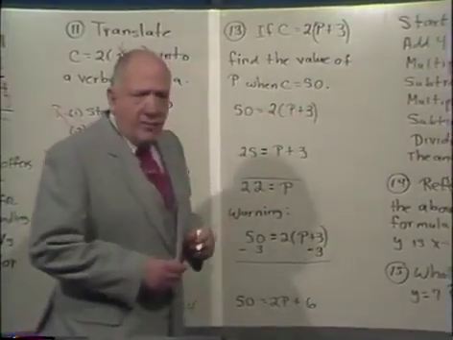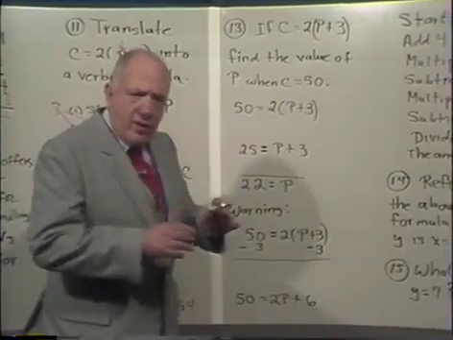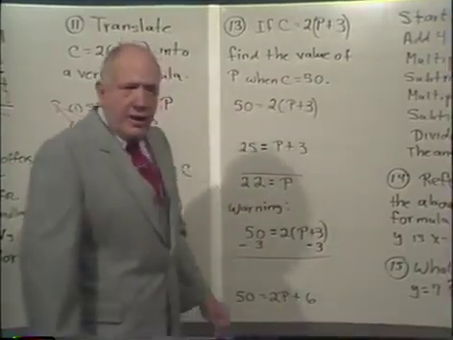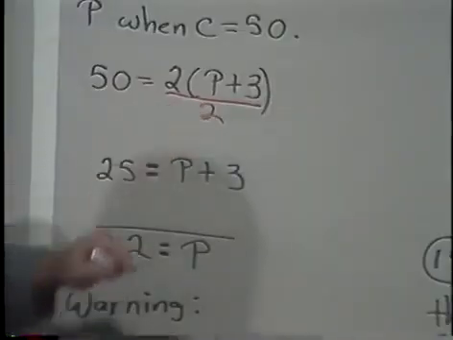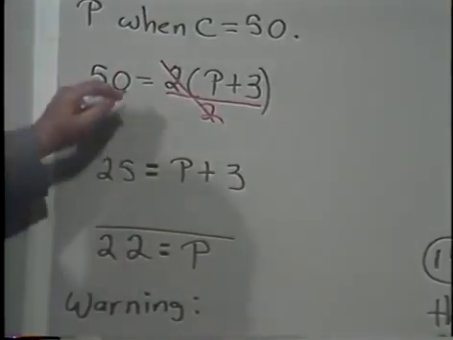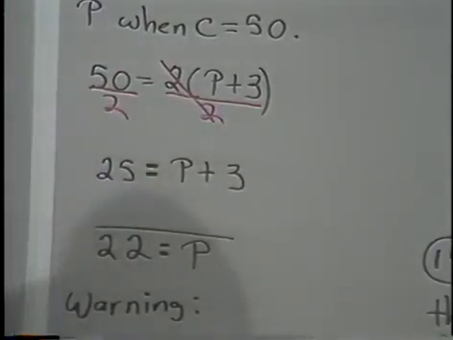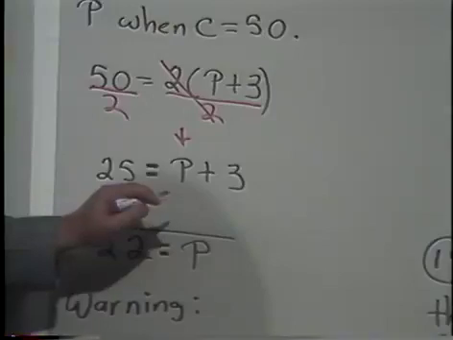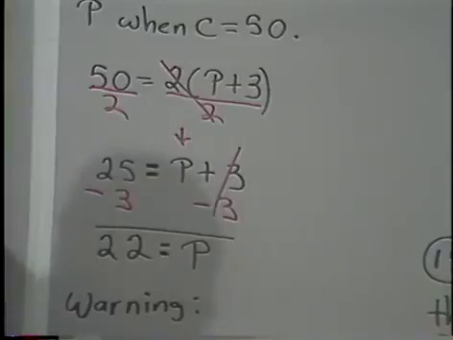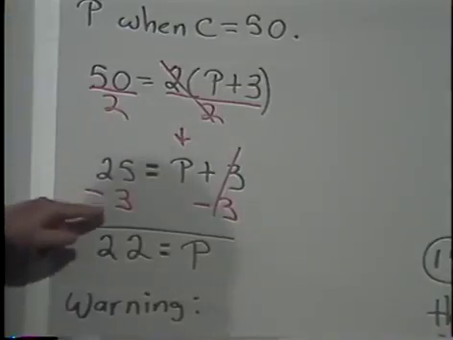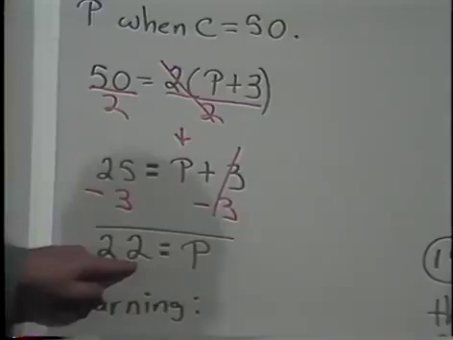everything inside the parentheses is sacred. You don't touch the parentheses till you unblock it. What's blocking the parentheses here? The 2. What's the 2 doing? It's multiplying the parentheses. So to undo it, we're going to divide by 2. But if you divide by 2 on one side, you have to divide by 2 on the other side. 50 divided by 2 is 25. If 25 is p plus 3, what keeps the p from being by itself now? The 3. What's the 3 doing? It's being added. To undo adding 3, you subtract 3. But if you subtract 3 from one side, you also have to subtract 3 from the other side. That gives you that p is equal to 22.